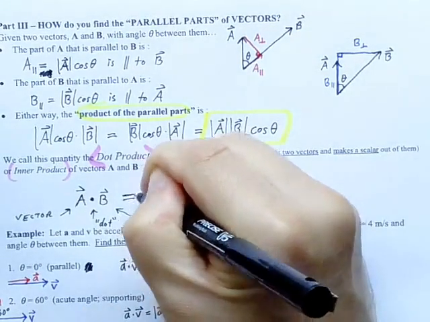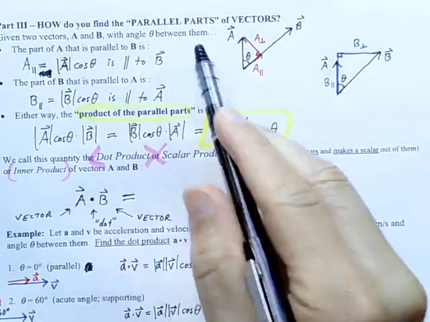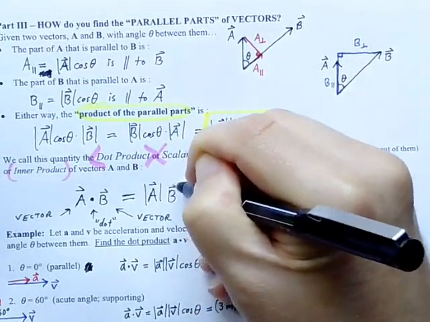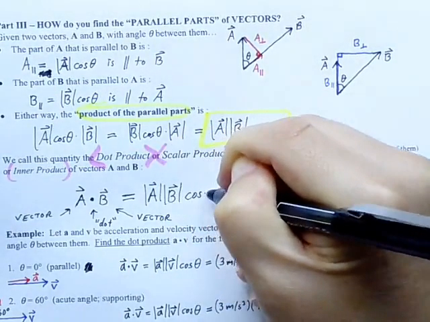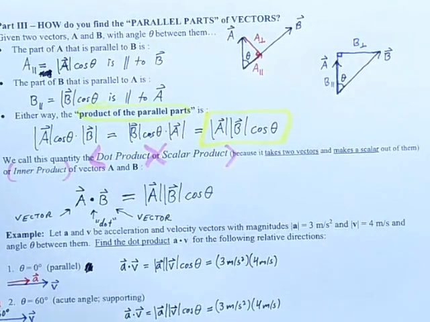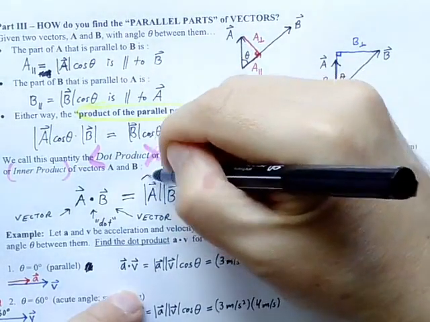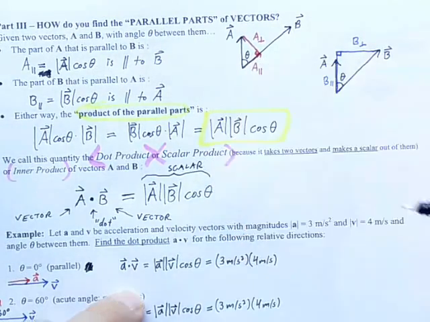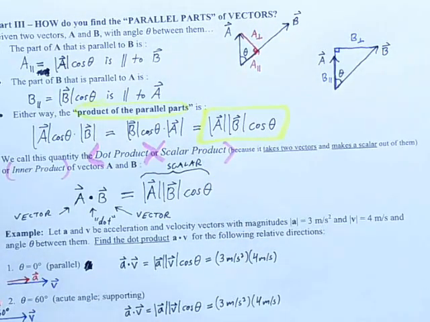So the dot product is the product of the parallel parts of the vectors. So we take the magnitude of A, the magnitude of B, multiply them and multiply by the cosine of the angle between them, and that is just a single number, a scalar.